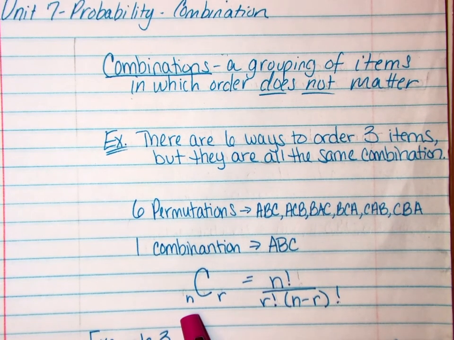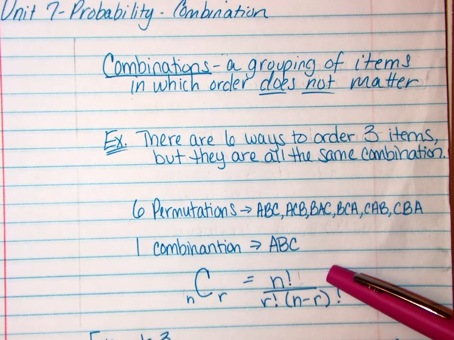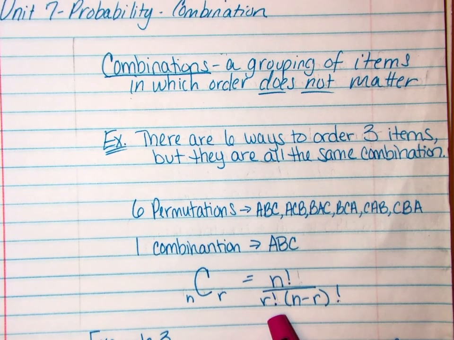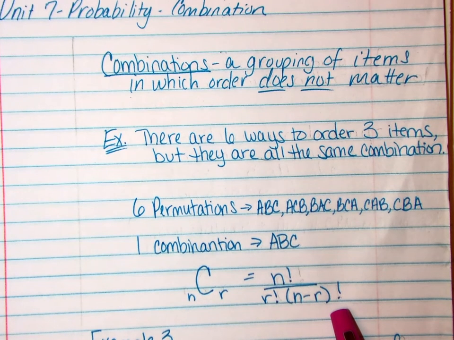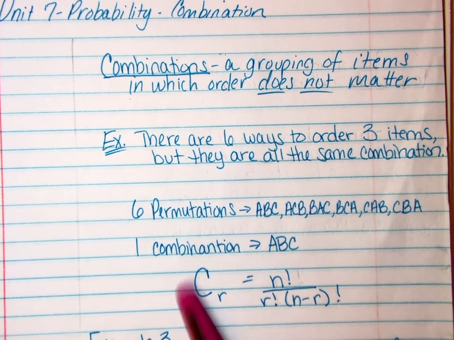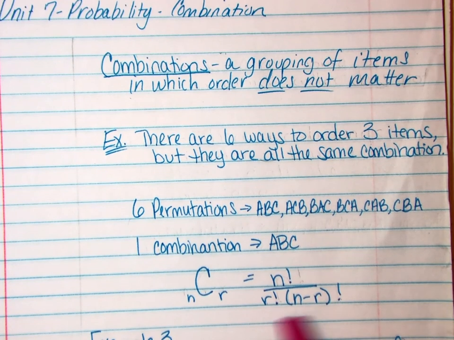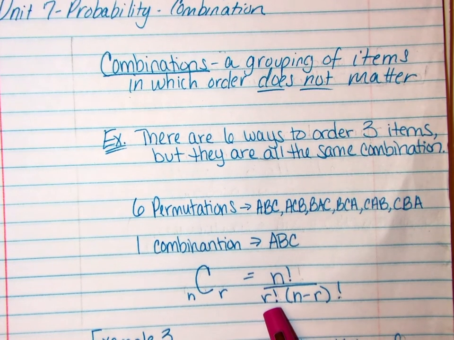we still have the N and we still have the R. N is still my total, R is what we're choosing. So our formula is N factorial divided by R factorial times N minus R factorial. The only difference between the combination formula and the permutation formula is this R factorial in the front of your denominator. That's the only difference.